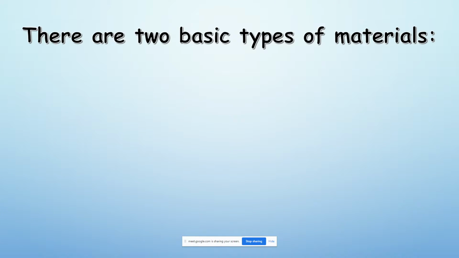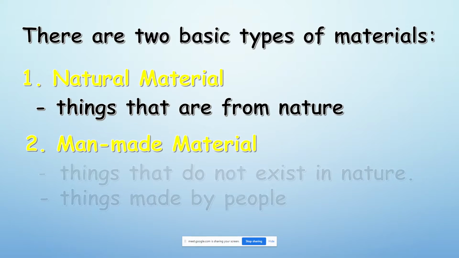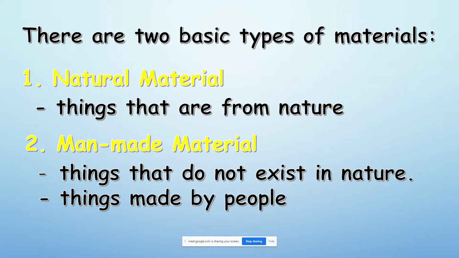There are two basic types of materials. What are the two basic types of materials? Do you remember them? Man-made. Yes, very good. Natural material and man-made material. When you say natural material, these are the things that are from nature. What do we mean by nature?